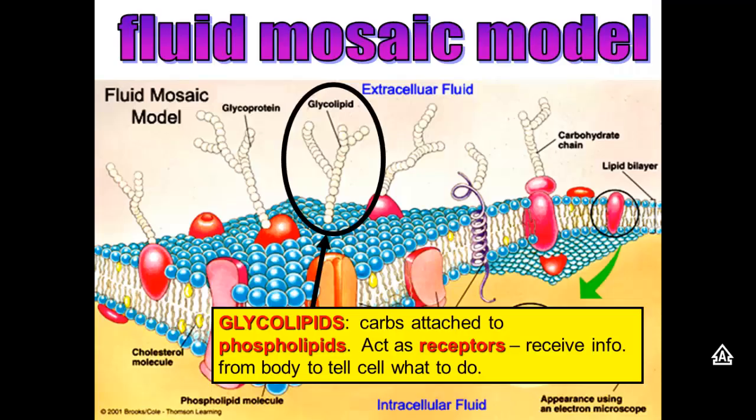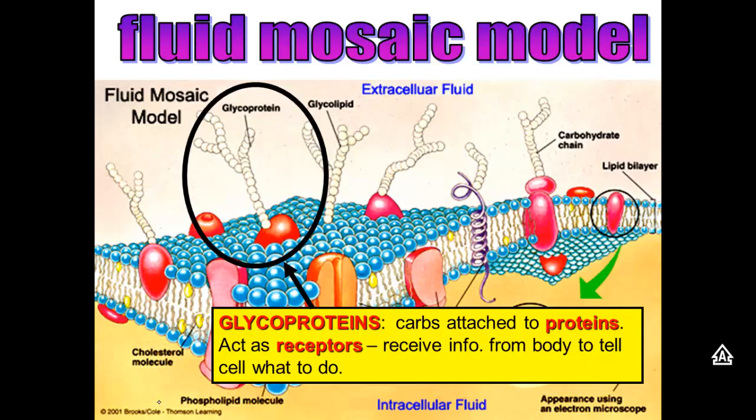We're going to talk about the glycolipids first. Glycolipids are sugars that are attached to a lipid, a fat, and they act as receptors. They receive information from the body to help the cell decide what it's going to do. Glycoproteins have the same job. Again, it's a sugar. This time it's a sugar attached to a protein, and they also receive information.